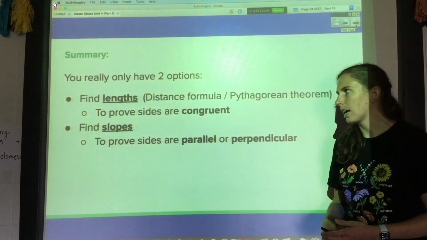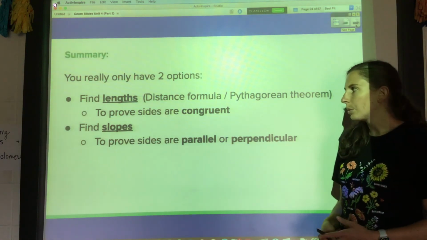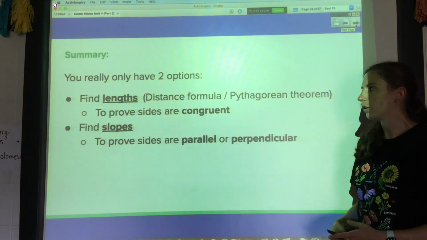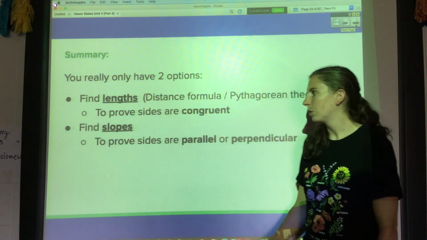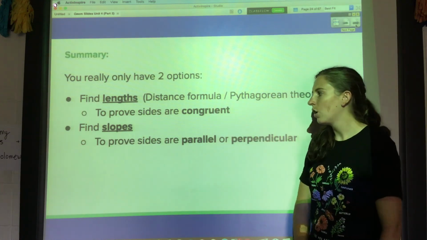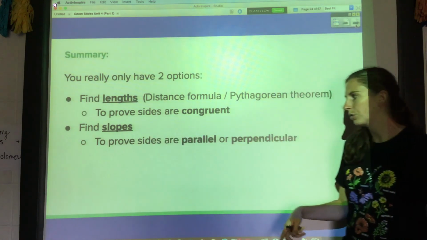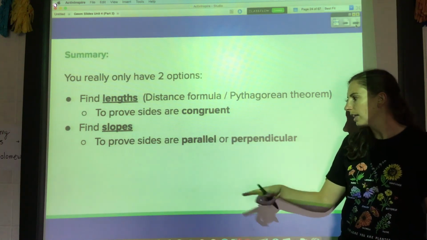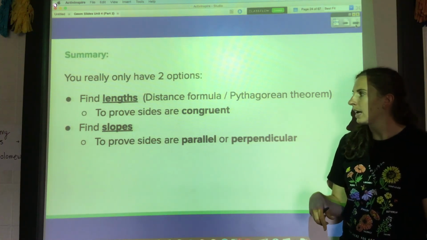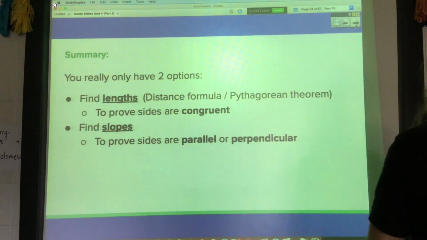So just to sum this up, I know that seems like a lot, but you really only have two options you can do. Finding lengths, which would prove various things are congruent, or finding slopes, which would prove sides are either parallel or perpendicular. And that pretty much wraps it up.